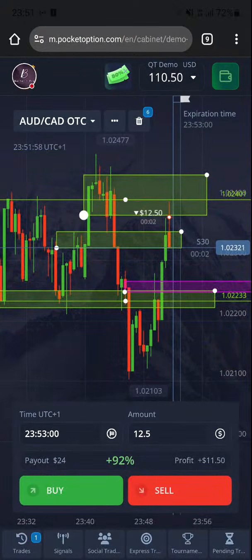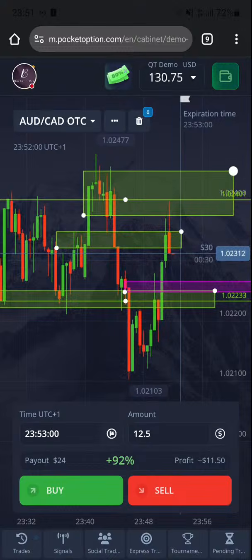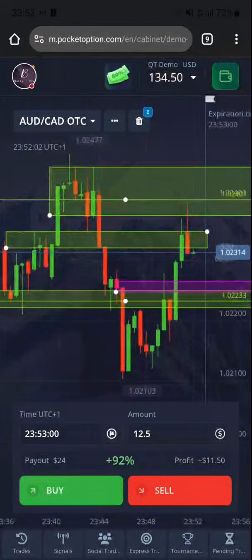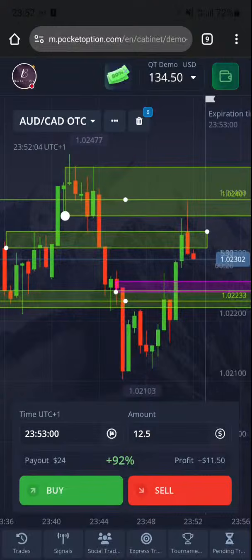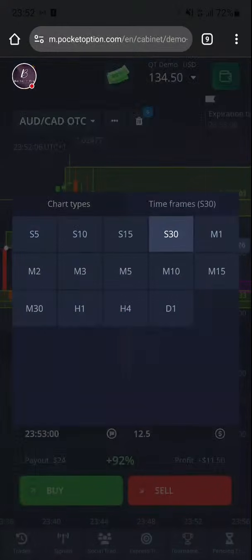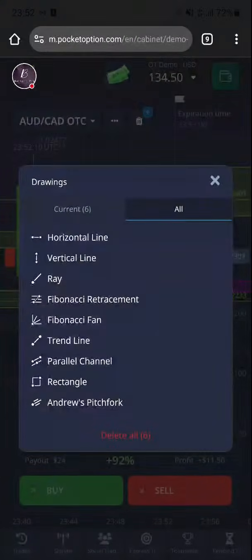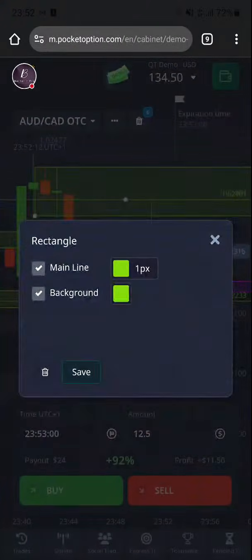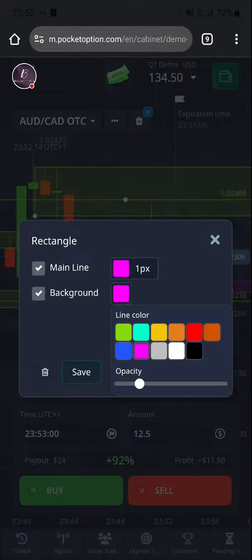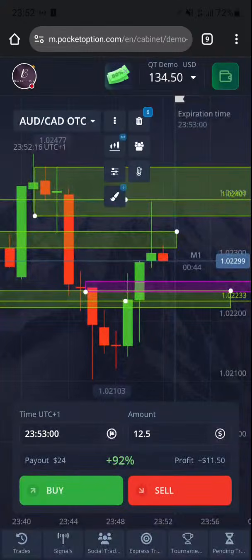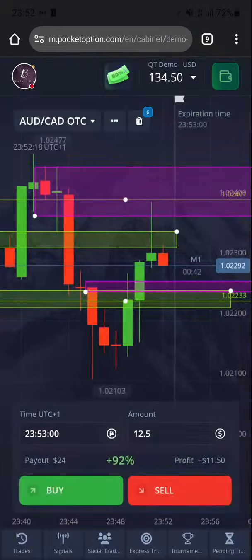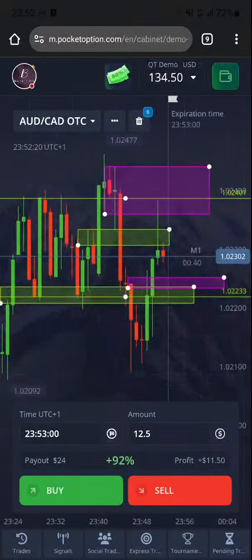I was trying to mark it properly, but that was a good trade. Don't worry, let me mark everything properly, then I'll show you what I just did. So let's go back to M1. Then let's mark that area. I didn't see the QM on time. Sometimes there are things that just hide in plain sight. You don't see them on time, but let me quickly show you.